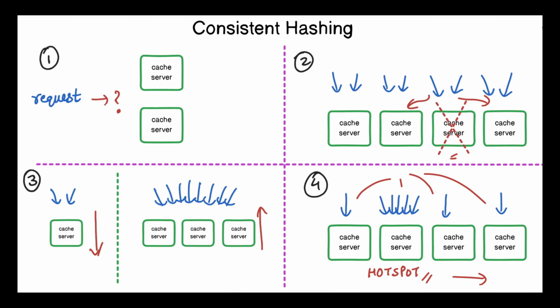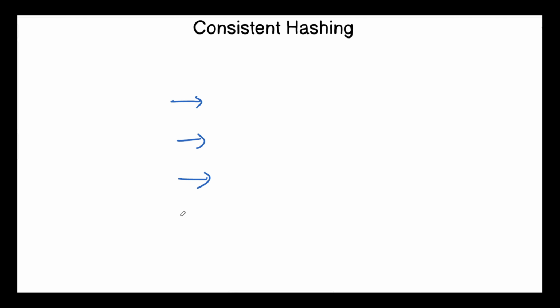Now let's see how the consistent hashing algorithm will be able to handle all of these four situations. Let's say you have 4 requests coming to your service, and in your system architecture you have 3 cache servers.